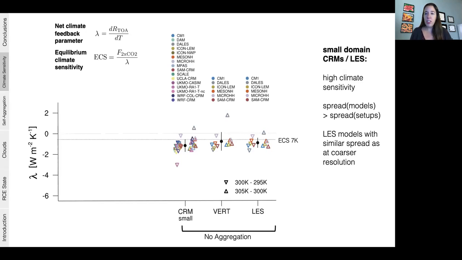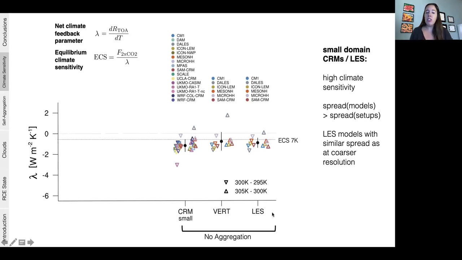Since these are simulations at fixed SST, we can calculate the SES-type net climate feedback parameter by looking at the rate of change of the net top of atmosphere radiative fluxes. That can then be converted into a rough estimate of equilibrium climate sensitivity using a typical value of radiative forcing from doubling CO2.